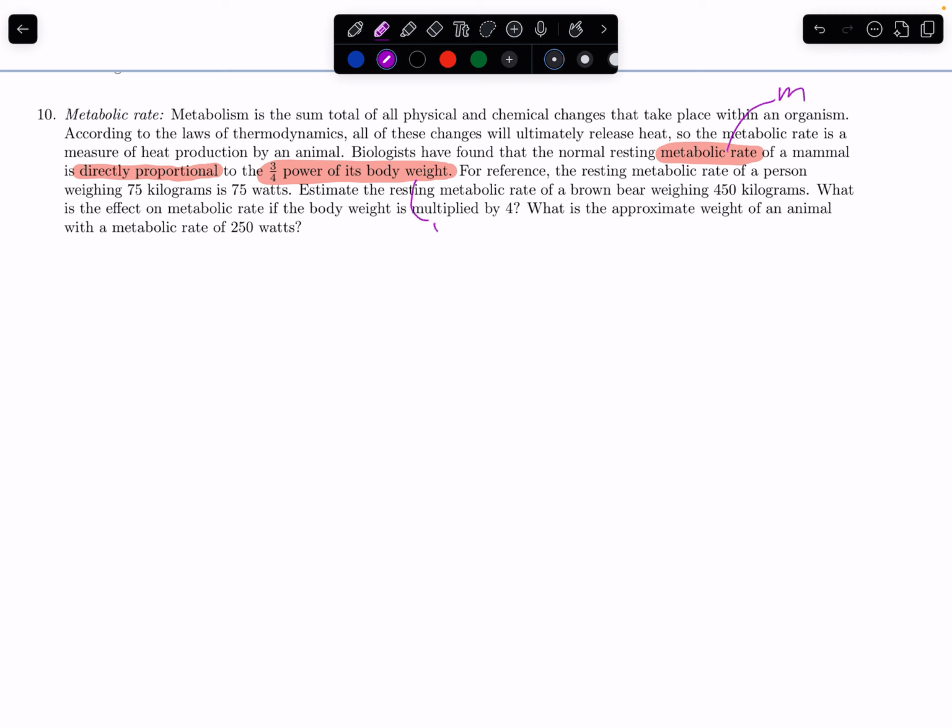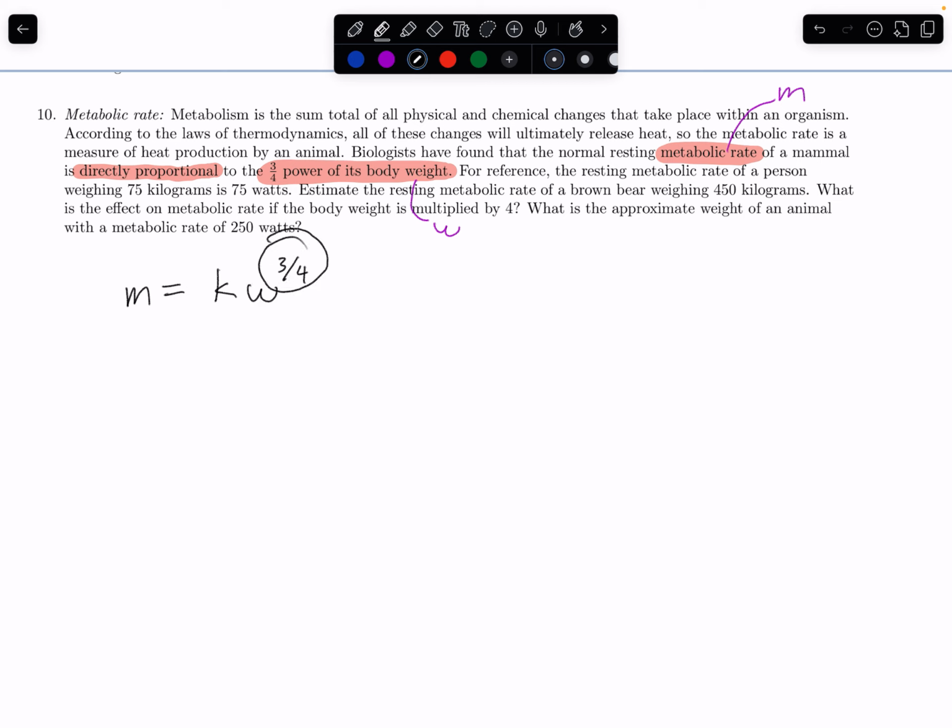And we'll say W for weight. So this says the metabolic rate is directly proportional, so some constant of variation, to the 3/4 power of its body weight. So that means W to the 3/4 power. Now, if you like, you can think of this as W to the 3rd power, and then you take the 4th root of it. That's what that means.